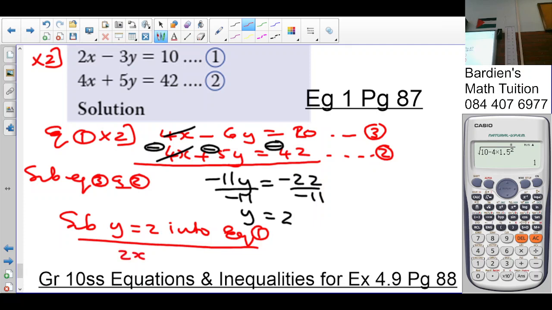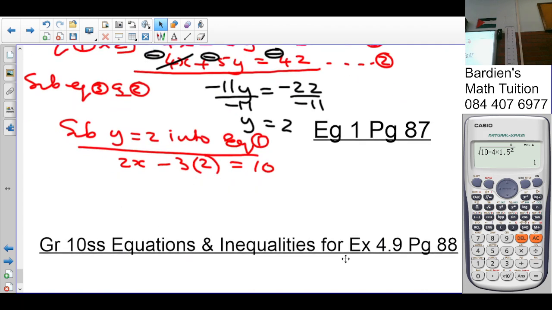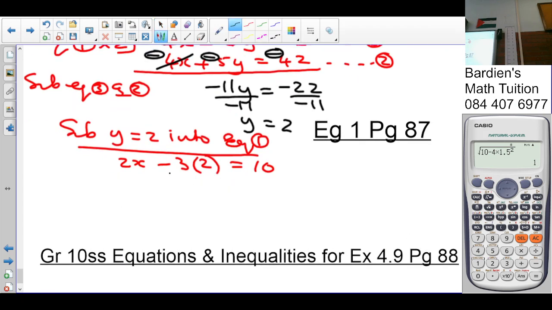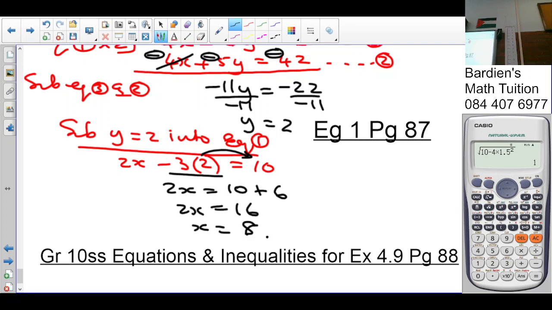2x, what is y? 2, no? 2x minus 3 times 2 equals 10. Which is now what? 3 times 2 is 6. Take it over. So 2x is equal to 10 plus 6, which is 16. So x is? So y is 2 and x is? You guys understand? Yes. Alright.